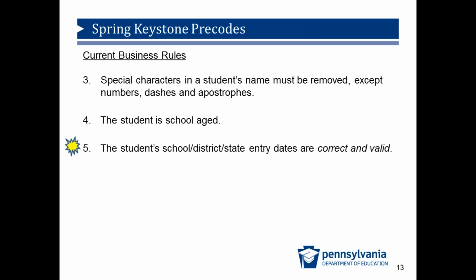I want to emphasize the reason for business rule number 5. Last year, we had educating entities that entered school district state entry dates that were in the future, which caused all those students to not be included in the accountability file later in the school year. This caused the student to have a test record, but could not be matched to a PIMS record. To prevent that from happening again, PDE has now made this a DQE rule.